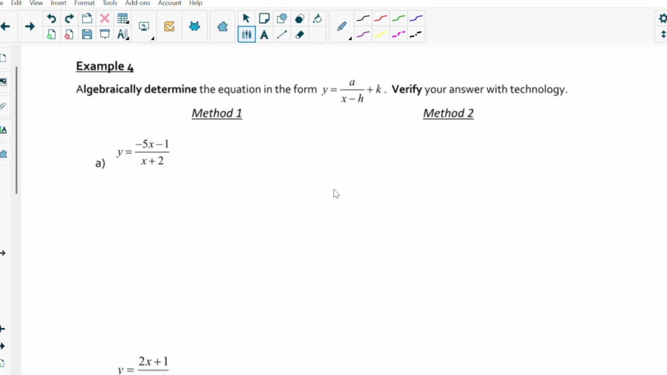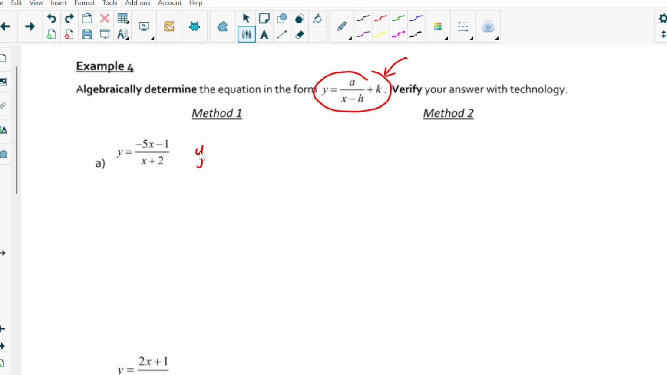Okay, on to example 4. For each function, algebraically determine the equation in the form y equals a over x minus h plus k. Verify your answer with technology. So we're going to do it using 2 methods. First, let's take a look at this. We want to put this into a form where we have one rational expression, then we have a number. How do we get from an entire rational expression to a split? That's the problem.